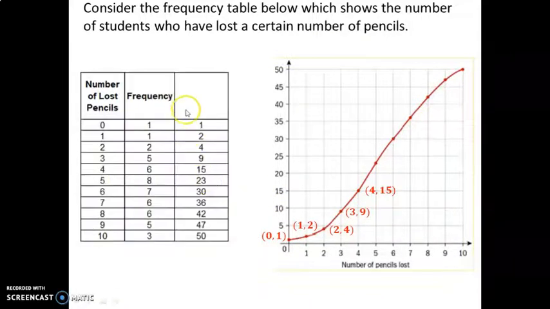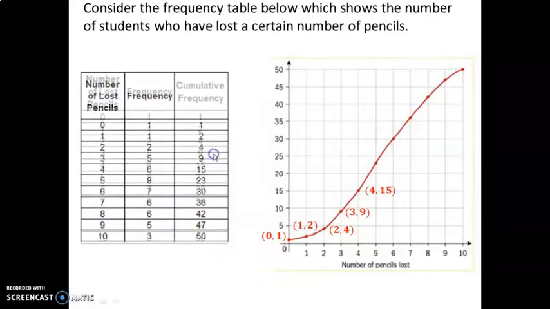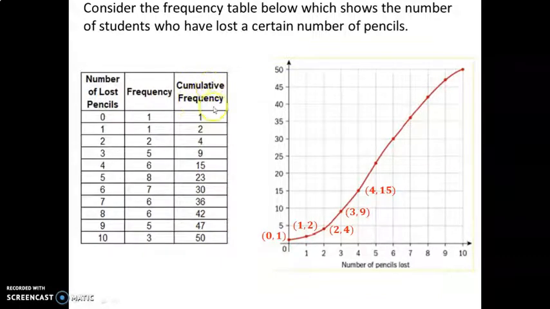However, they match what I'm showing here now. Look, 0, 1 is here, 1, 2 here, 2, 4 here, 3, 9, and then 4, 15, and on and on. So what does this column represent? What's going on? How did we get these numbers in this column? What do you think? Well, those numbers are what is called a cumulative frequency.